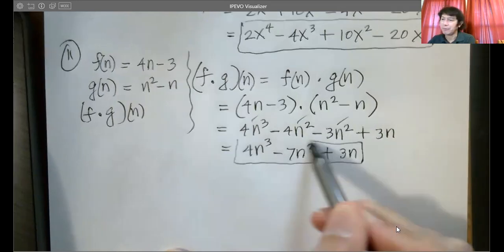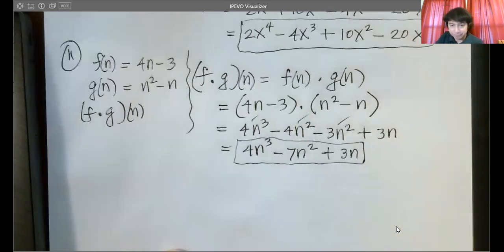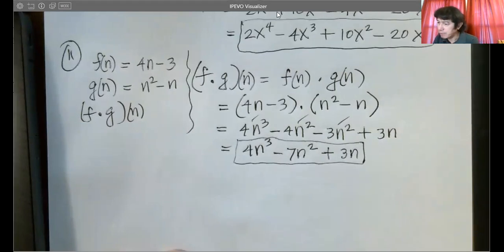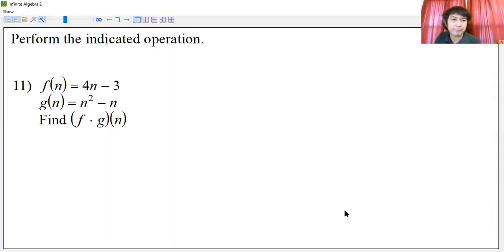There. Okay, let's verify. That's 4n cubed minus 7n squared plus 3n. And we shall verify in the problem set. Okay, 4n cubed minus 7n squared plus 3n. And it's over here. 4n cubed minus 7n squared plus 3n. Correct. Okay, that goes to our number 11. All right, next we do number 12.